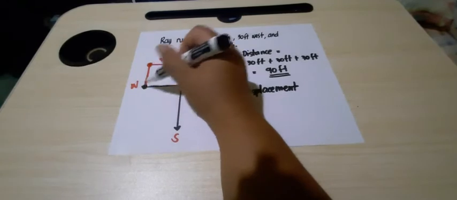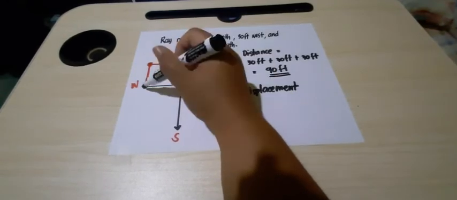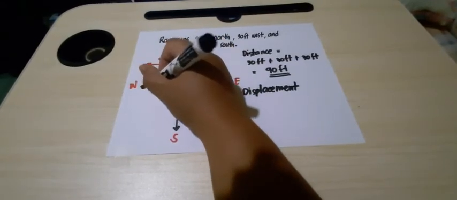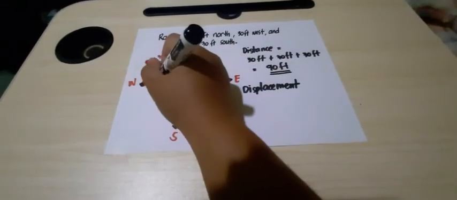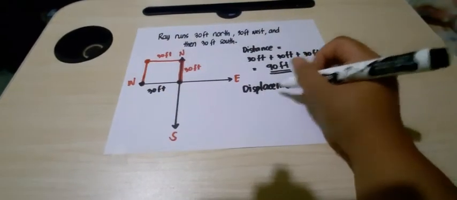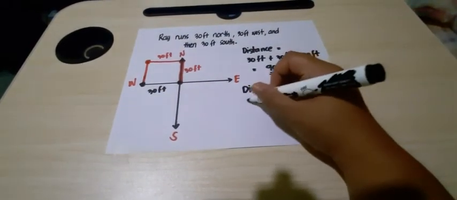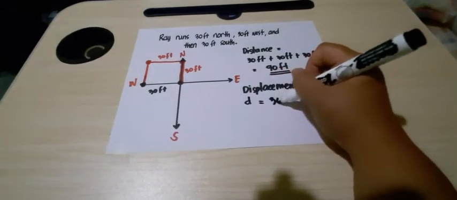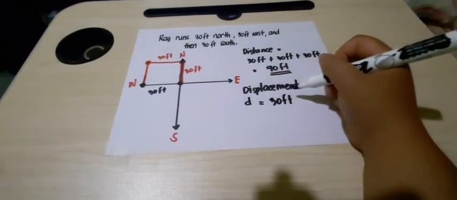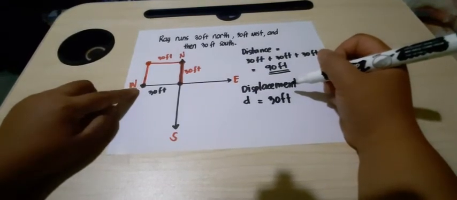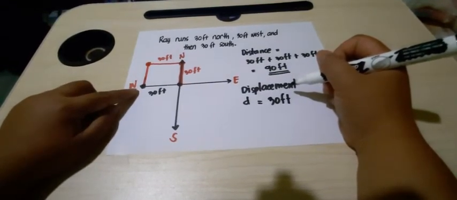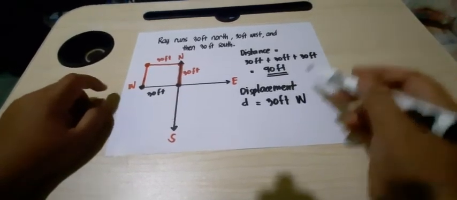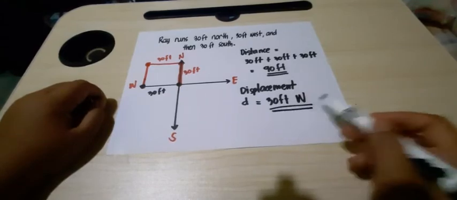But we are just going to measure it from here to here, in which its measure is also 30 feet. So, displacement, or you can write it as D, is equal to 30 feet. And then, what is its direction? Its direction is west. So, your displacement is 30 feet west.